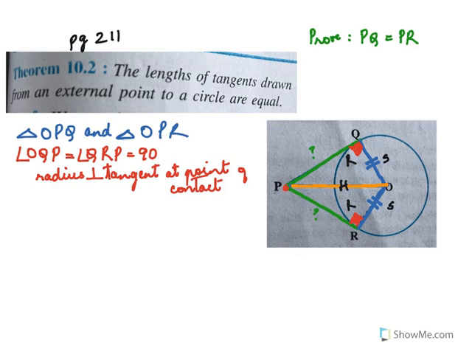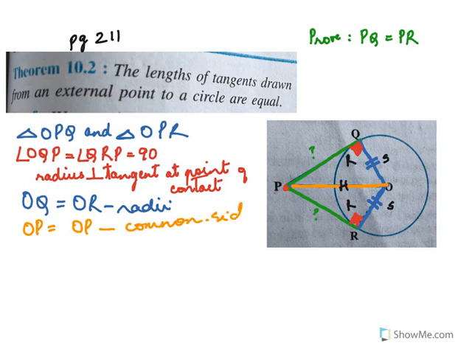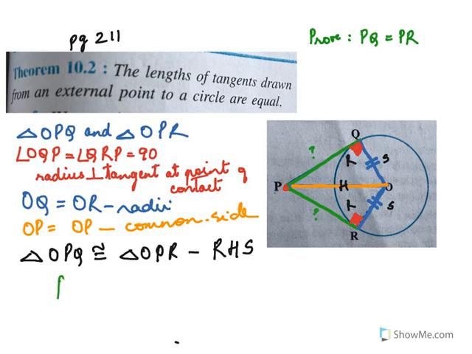Then the next part is, we know OQ equals OR because they are radii of the same circle. And lastly we have OP equal to OP, which is the hypotenuse, and it's a common side. So triangle OPQ is congruent to triangle OPR by the RHS test. So we can say PQ equals PR, and the reason is CPCT.